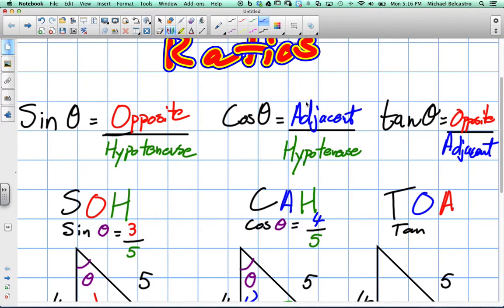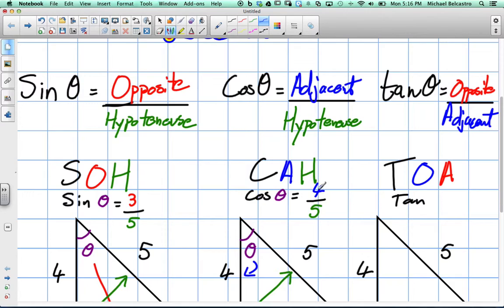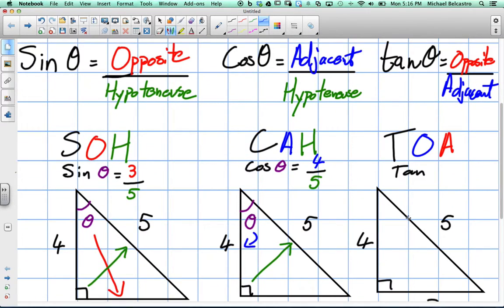And remember, this is where it's written, adjacent divided by hypotenuse. We did 4 divided by 5. We have those same ideas. Maybe I should keep those up top. Adjacent is the side touching it that's not the hypotenuse.